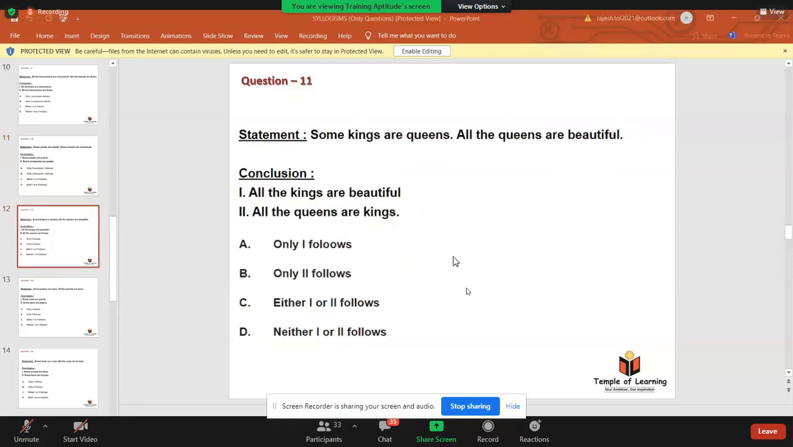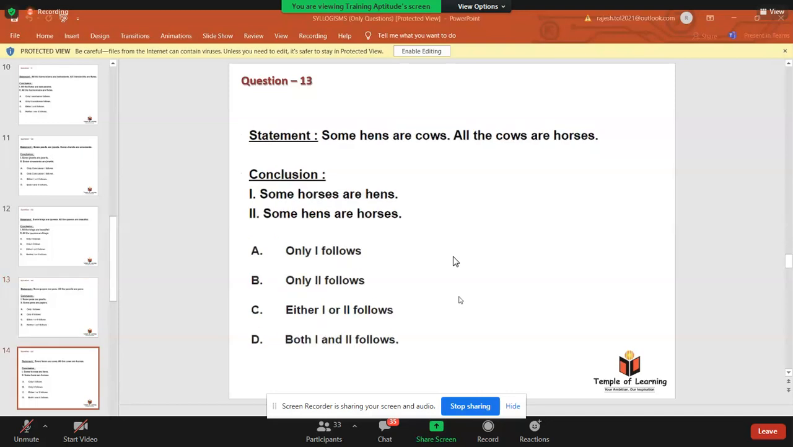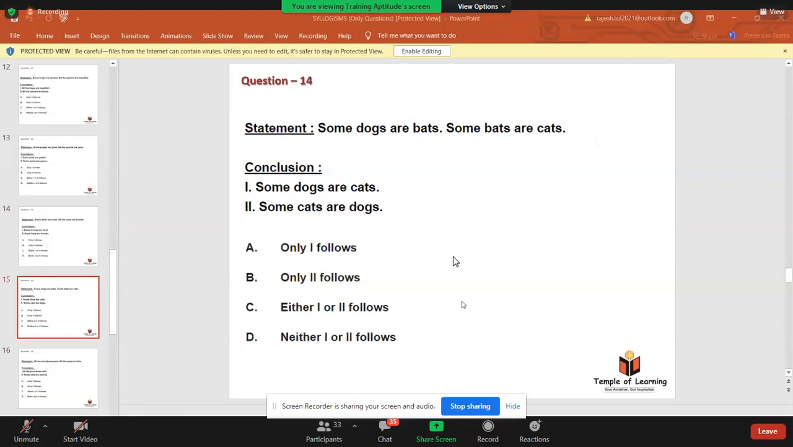11th, option D, absolutely correct. Question 12, option B, Bombay. 13th question, option D, D for Delhi. Correct.